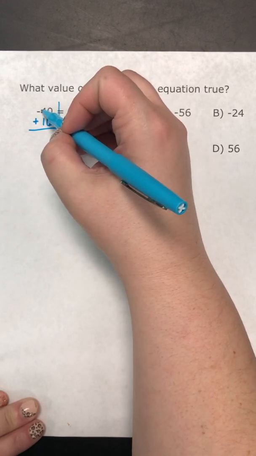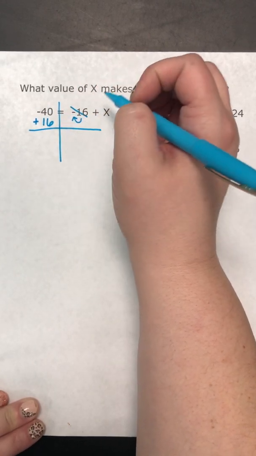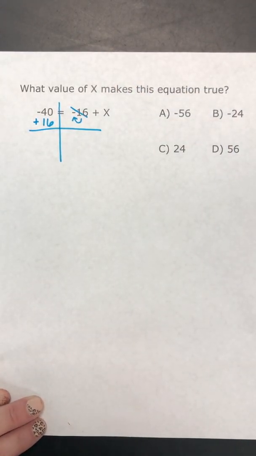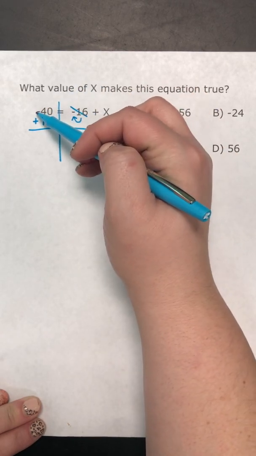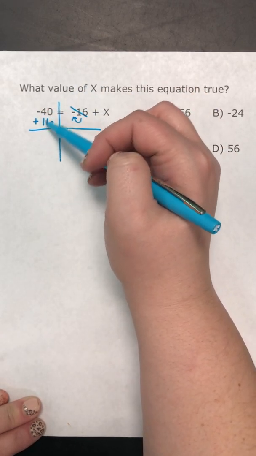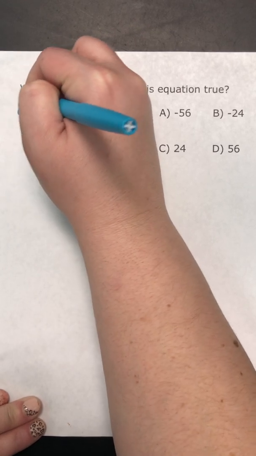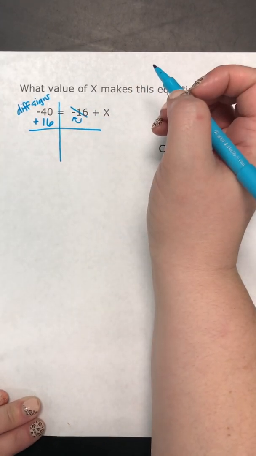So I have a negative 40 and a positive 16. So I know that I'm gonna need my integer song. So same signs you add, different signs subtract, keep the sign of the bigger number, then you'll be exact. Okay, so looking at this, we have a negative 40 and a positive 16, so I can clearly see that these are different signs. Okay, and because they're different, I'm gonna go ahead and subtract.